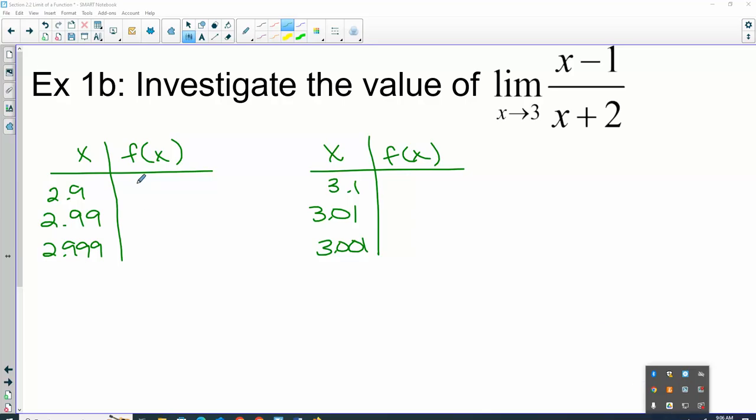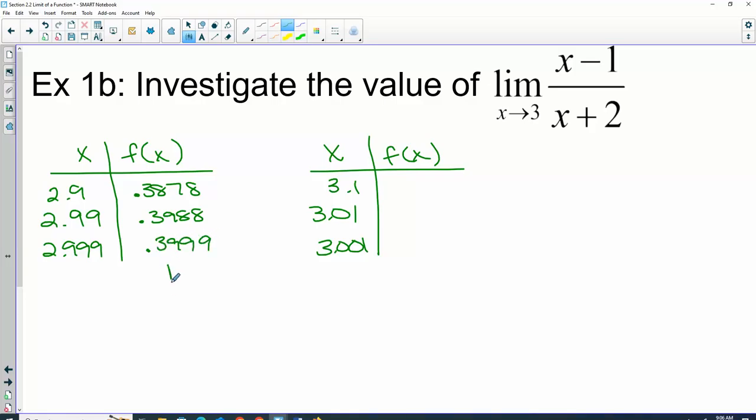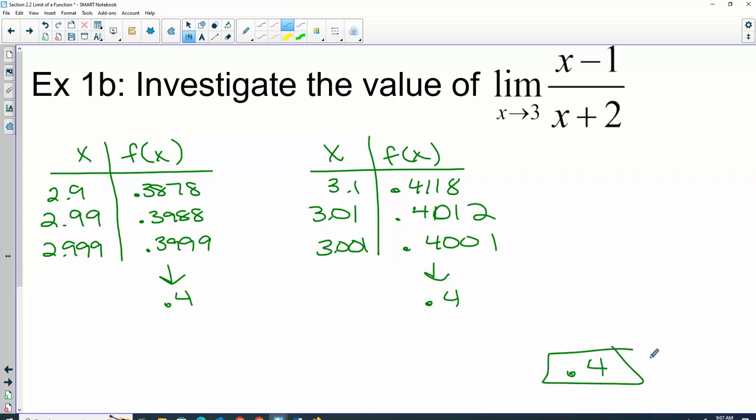Anna, what'd you get? 0.3878. Toby? 0.3988. Cole? 0.3999. So what's that one look like it's approaching? Tanner? 0.4118. Bryson? 0.4012. And Hunter. 0.4001. So that one also looks like it's approaching 0.4. So our limit is 0.4 or 2/5.